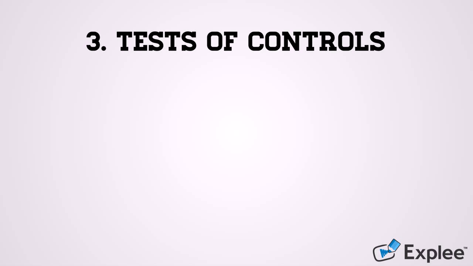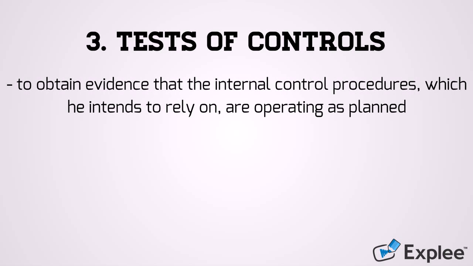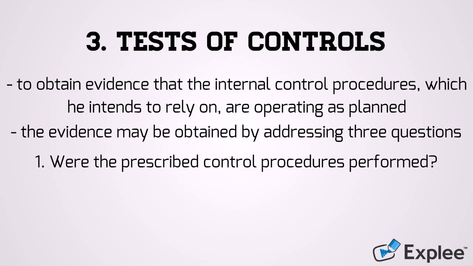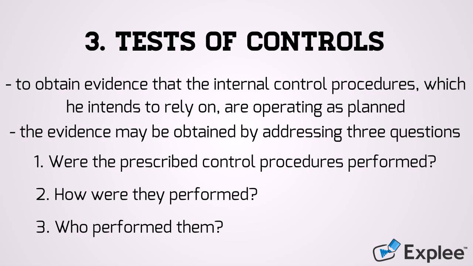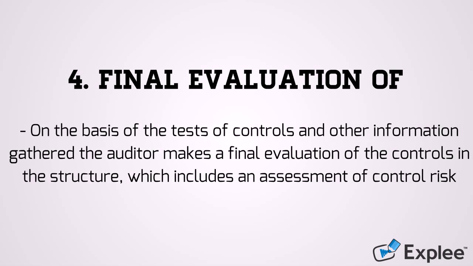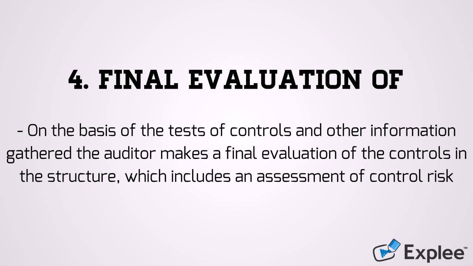Third, test of controls. To obtain evidence that the internal control procedures, which he intends to rely on, are operating as planned. The evidence may be obtained by addressing 3 questions. Were the prescribed control procedures performed? How were they performed? Who performed them? Fourth, final evaluation of controls. On the basis of the tests of controls and other information gathered, the auditor makes a final evaluation of the controls in the structure, which includes an assessment of control risk.